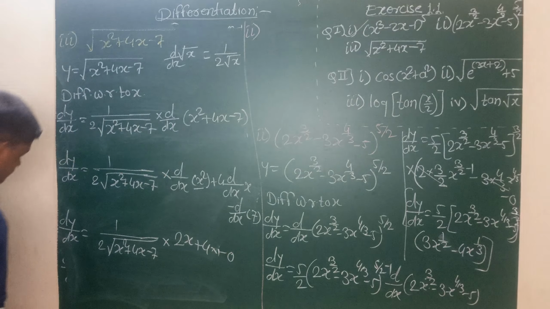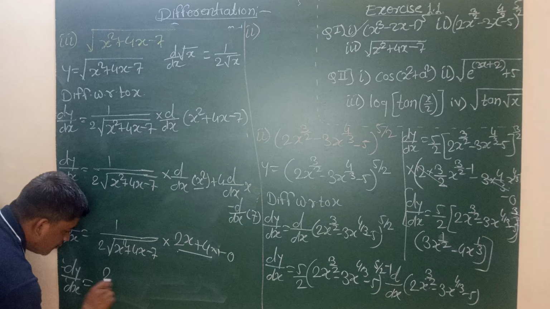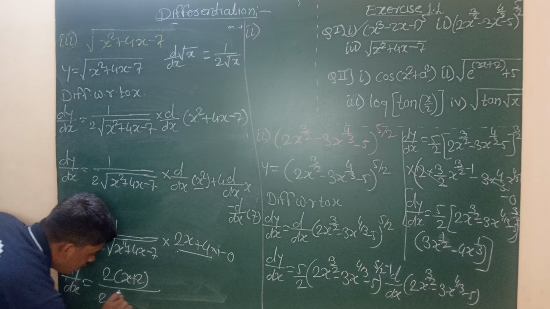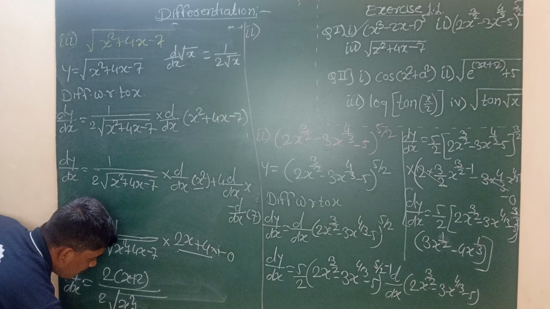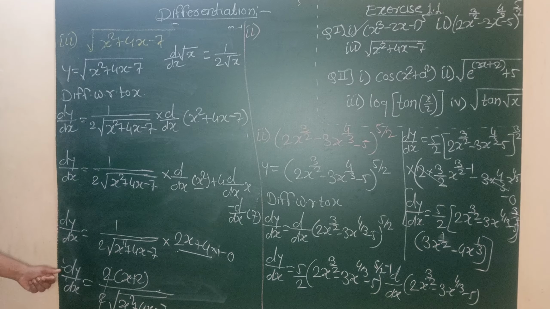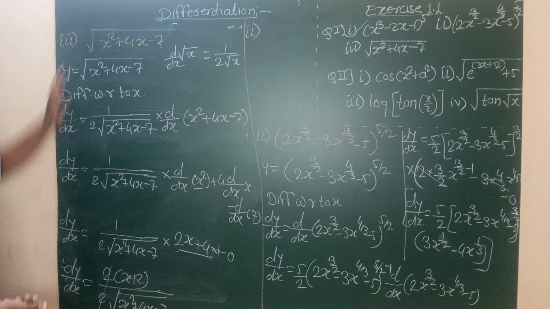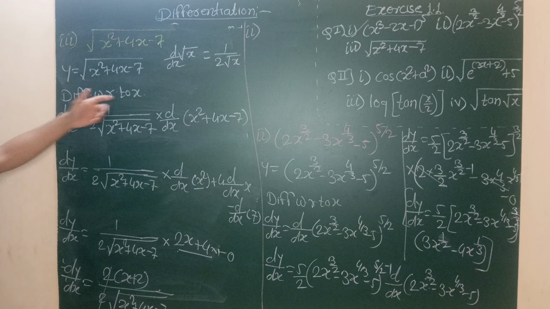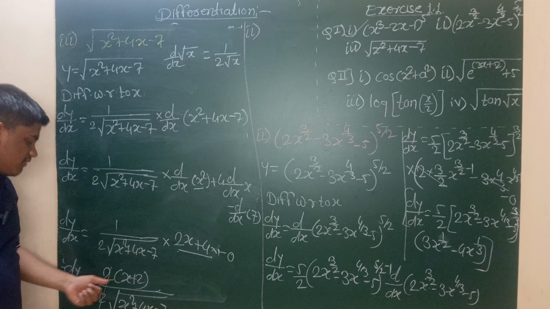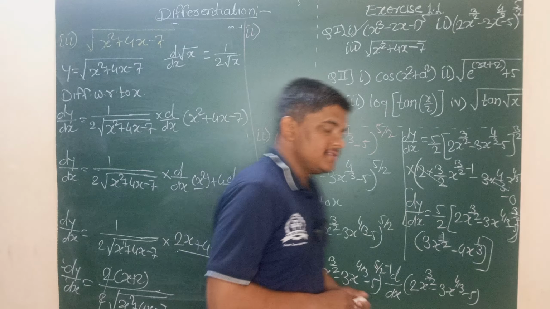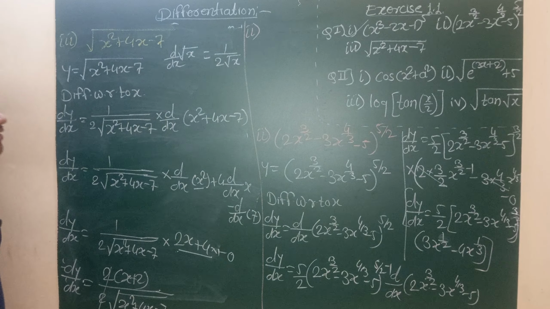We know that dy by dx is equal to, we take common from both terms, 2 into x plus 2, divided by 2 into under root of x square plus 4x minus 7 here. 2 gets cancelled. The final answer: after differentiating the function under root x square plus 4x minus 7 with respect to x, dy by dx is equal to x plus 2 upon under root x square plus 4x minus 7. It is the final answer of that question.